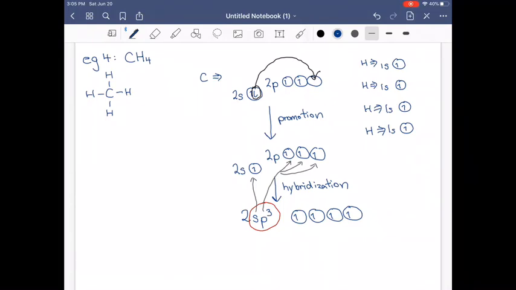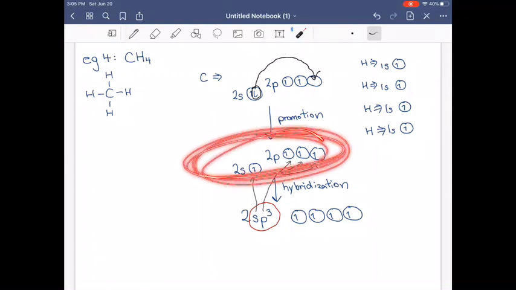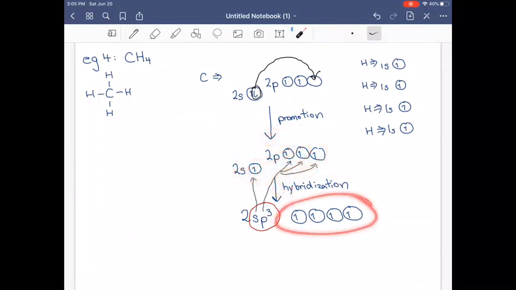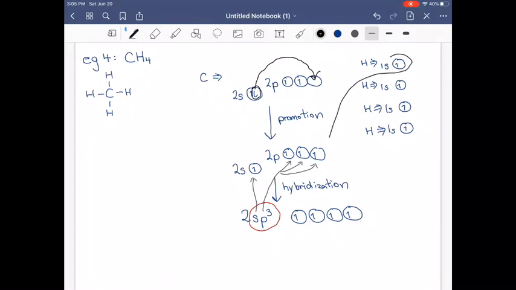Because you can't just leave it as 2s1, 2p3. Because which one of these is going to take the 1? That's not fair. So instead, mix this to become sp3 orbital. A brand new orbital. Now it's fair because each of these orbitals will share with the hydrogen.